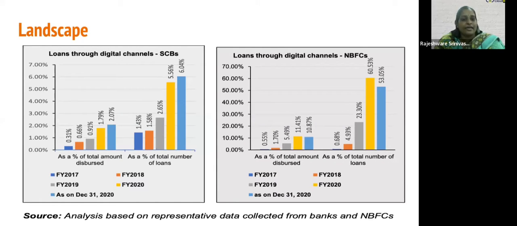When you look at this, we have value disbursed and numbers disbursed, through scheduled commercial banks as well as through NBFC channels. As the graph suggests, digital lending through banks is still more nascent, whereas it's more aggressive in the NBFC landscape.